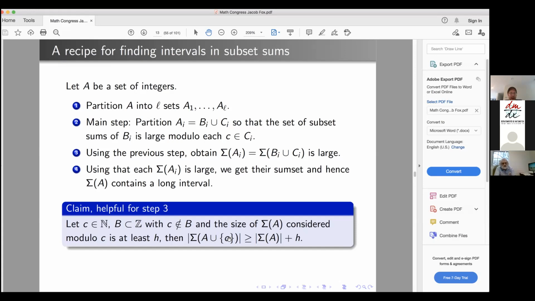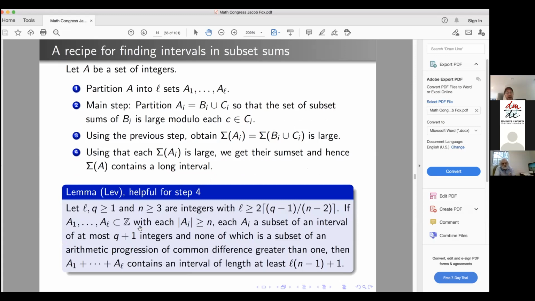Okay. And this is this lemma of Lev, which is helpful for step four. If you have a bunch of subsets, A1 to AL of integers, and each of the Ai has size at least N, and each Ai is a subset of an interval with at most Q plus one elements, and L is large, at least roughly Q over N, and none of these Ai is a subset of an arithmetic progression of common difference greater than one, so it really doesn't lie in some non-trivial congruence class, then the sumset of the Ai, so you look at A1 plus A2 all the way to AL, the set of all the possible ways of adding one element from each of the Ai, contains an interval of length at least L times (N minus 1) plus 1. So it allows you to go from rather dense subsets of an interval to getting an entire interval. And it's a very useful lemma for what we're doing here.